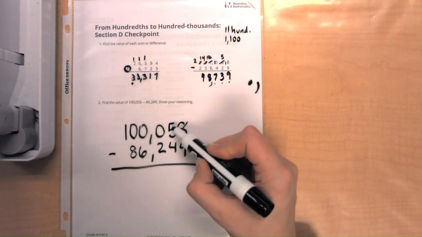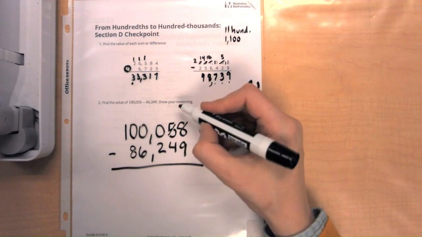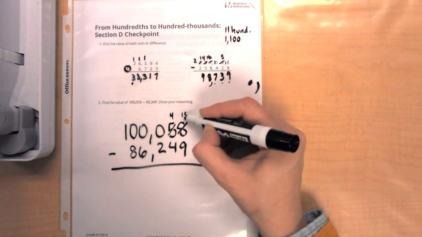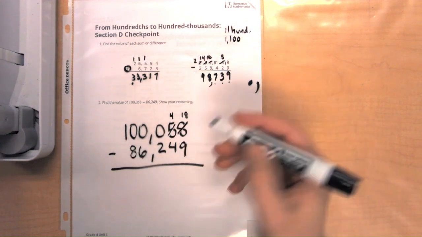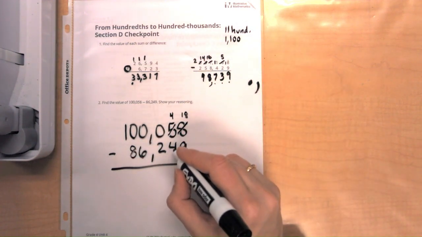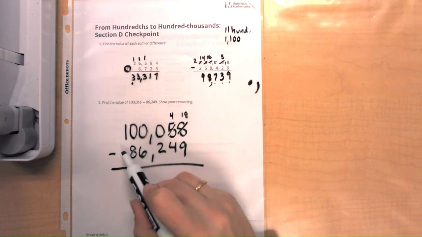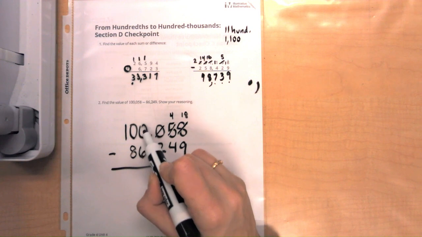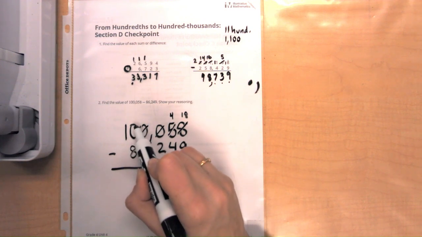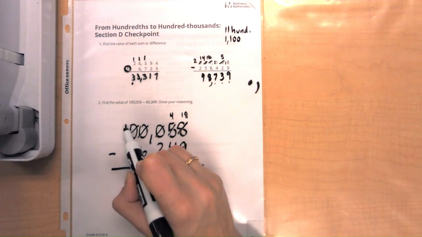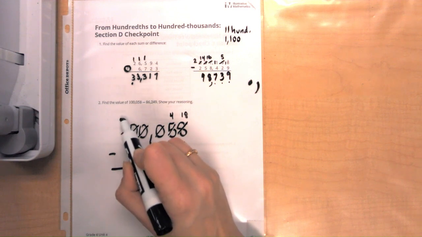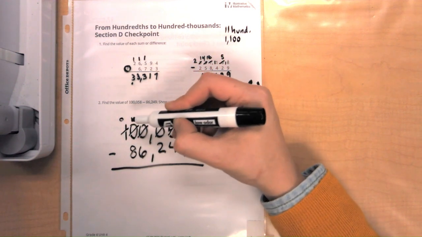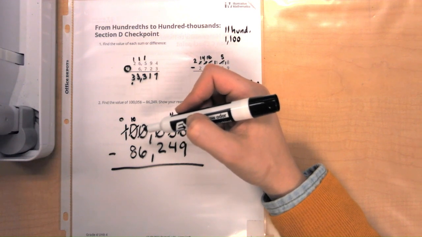I'm going to borrow a 10 here. 5 becomes a 4. My 8 is now 18. 4 minus 4 is possible, so that's fine. Now I'm going to go here. 0 minus 2 is impossible. Does this 0 help? No. Does this 0 help? No. Does this 1 help? Yes. The 1 becomes a 0, and this 0 becomes 10,000.